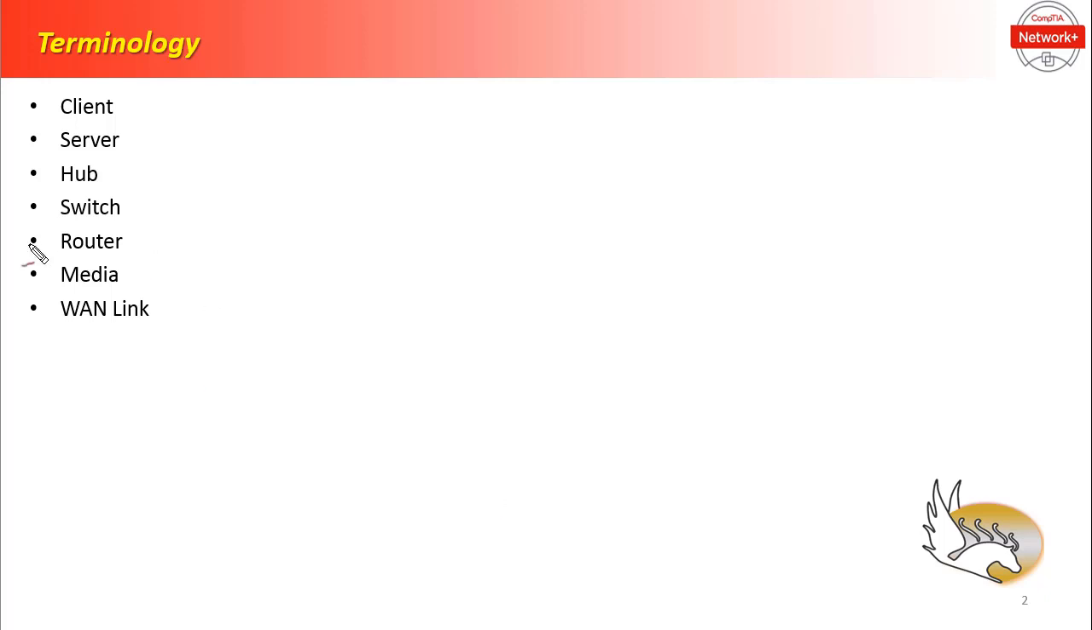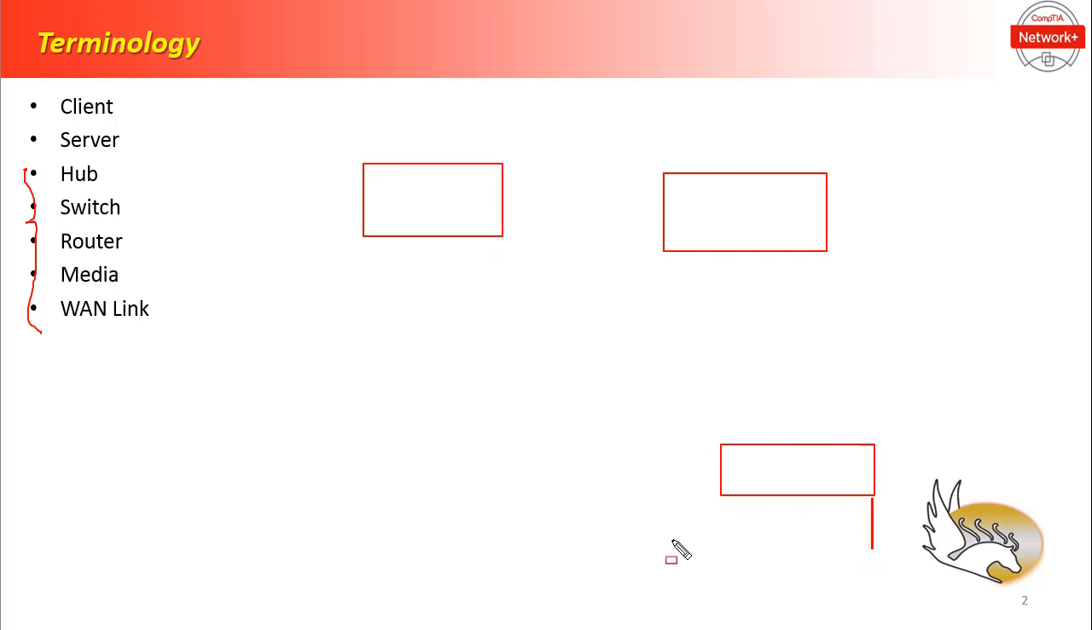The next series of words, hub, switch, router, media, WAN link, all of them are kind of connected to each other. Let's say that I have many computers. I want to have this computer, this computer, this computer, and finally this one. I have 4 computers. I want to make sure that they can all connect to each other, and to connect them together I do not just use a cable and connect this one to that one and that one to that one. That's going to be very, very bad.